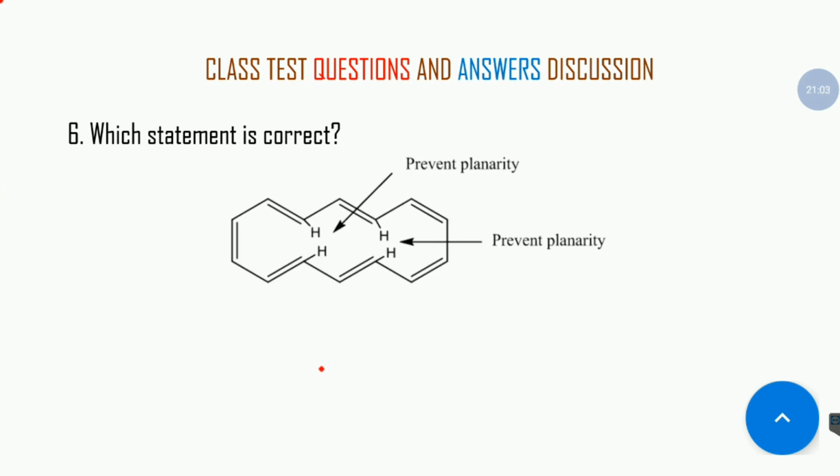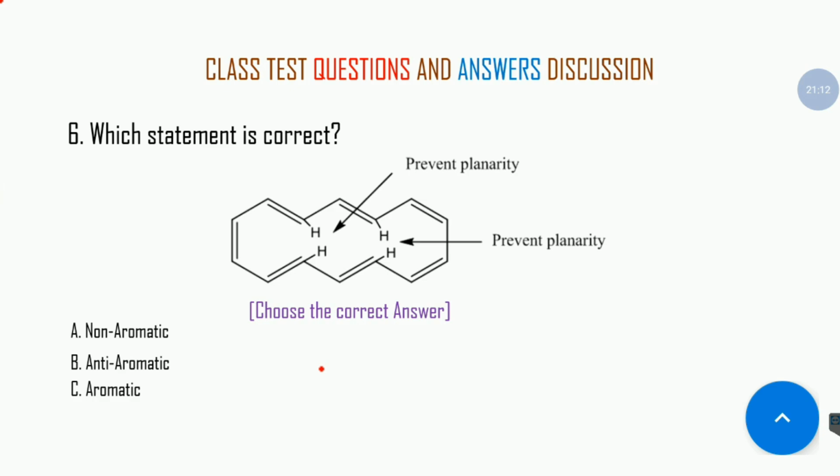So this one is also related to the previous one. You have to choose the correct answer, which one is correct. Here, the compound is already described as preventing planarity. That means this compound is not a planar compound, so obviously it's not an aromatic compound, not an anti-aromatic compound, it's directly a non-aromatic compound.